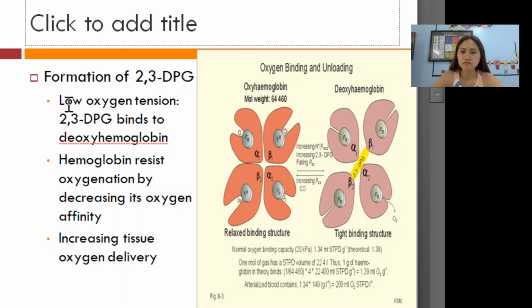So, formation of 2,3-DPG, it allows low oxygen affinity, meaning dili kusog ang kapit, para dili kusog ang kapit ni oxygen sa heme para ma-release ra niya dayon. Okay? Your 2,3-DPG binds when mag-deoxygenation na, meaning magpagawas ng oxygen. So, hemoglobin resists oxygenation by decreasing its oxygen affinity. Okay? So when there is 2,3-DPG that will accumulate in these areas of your RBCs, more oxygen will be delivered to the tissues.